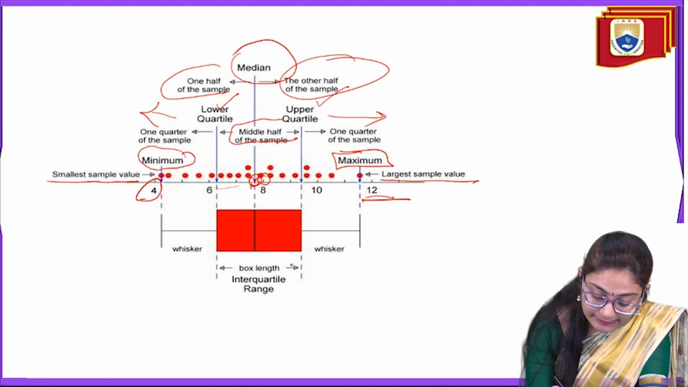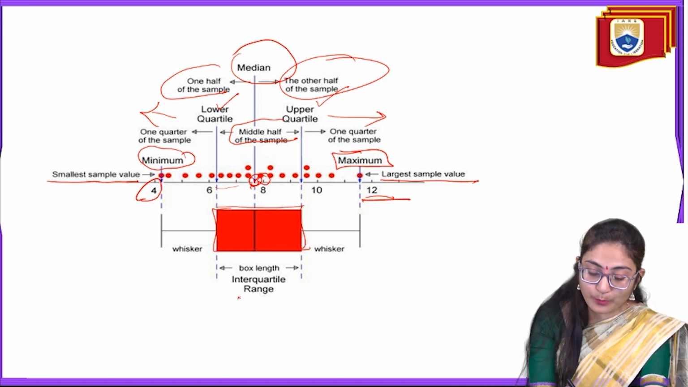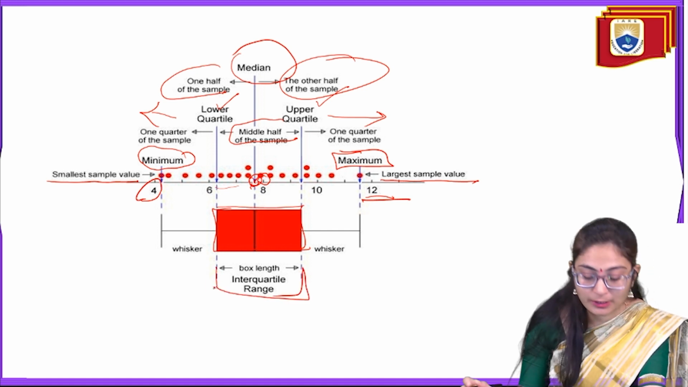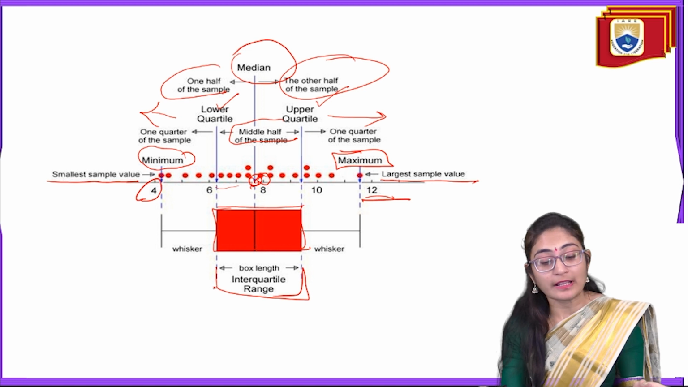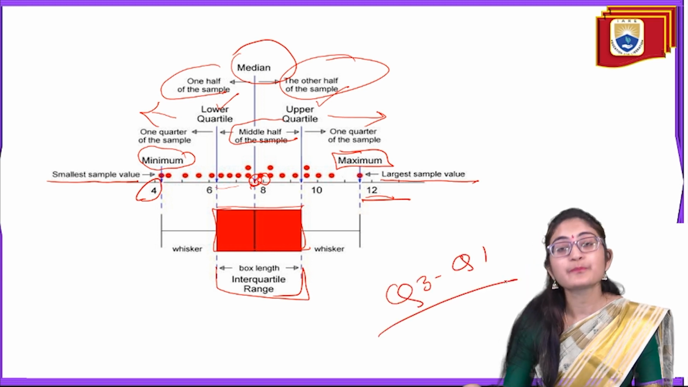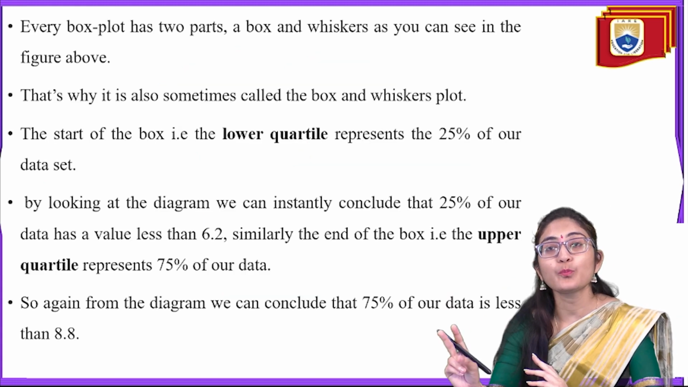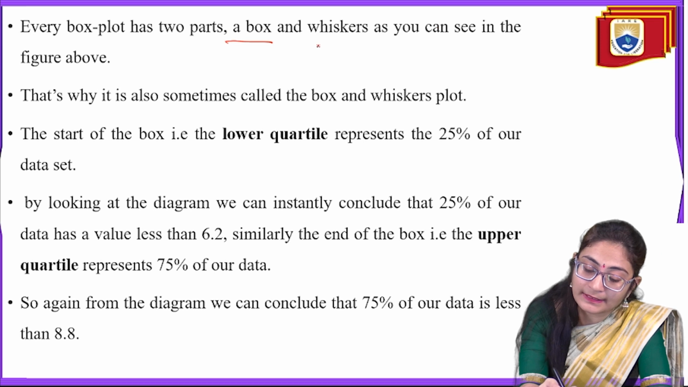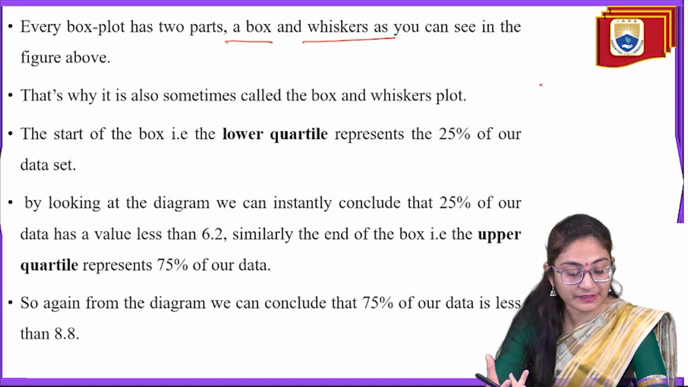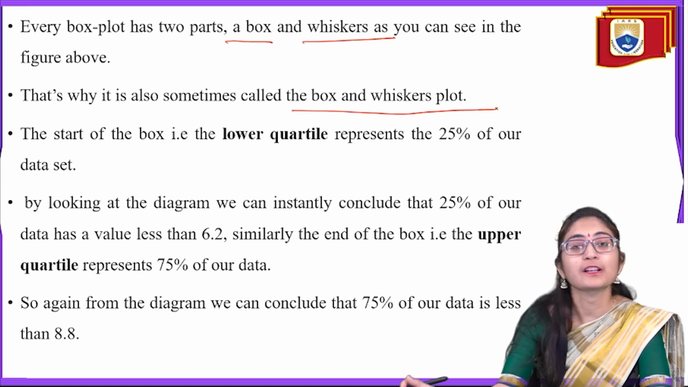And again, this is your box plot. Here we have the box plot, and the box is showing the interquartile range. That means quartile 3 minus quartile 1 value. Every box plot has two parts. One is a box and another is whiskers, as you have already seen in the figure. That's why it is sometimes called a box and whisker plot.